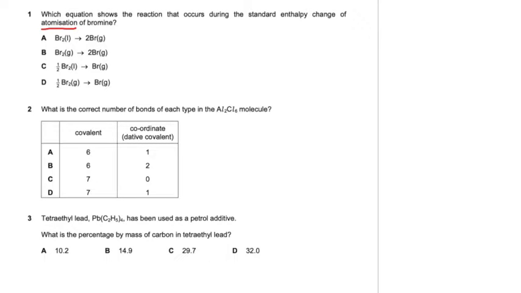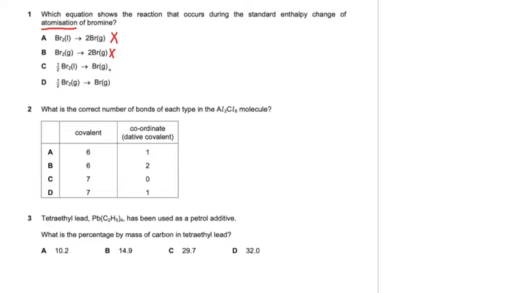For this question, you must know the definition of atomization. What is atomization? It is when 1 mole of gaseous atoms is formed from its element. So you can see that in option A, there are 2 moles of bromine, so this is wrong. In option B, again, there are 2 moles of bromine, this is also wrong. In atomization, 1 mole of gaseous atom is formed.